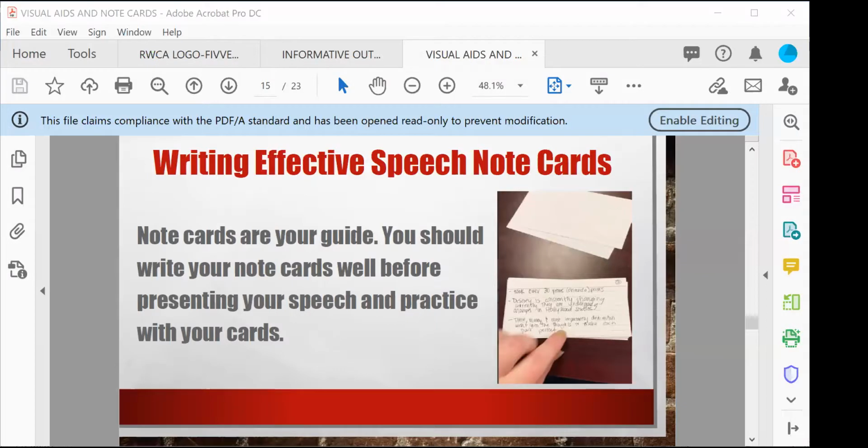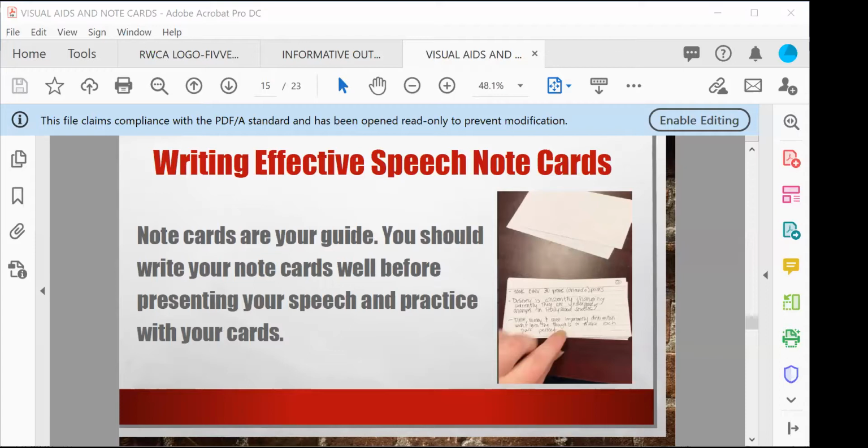We're going to talk about writing note cards. I said to you earlier, and you'll want to remember that I said it, your outline is your what? What did I tell you your outline is? Blueprint. Thank you, ma'am. Your blueprint. Your note cards are your guide.